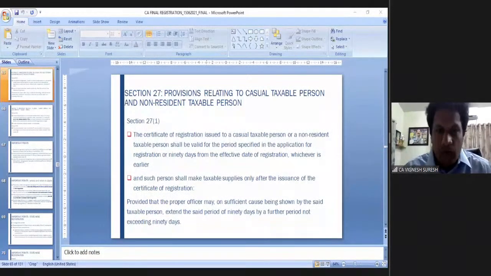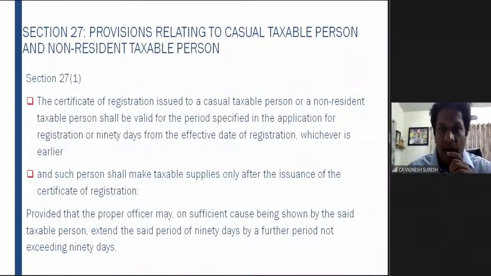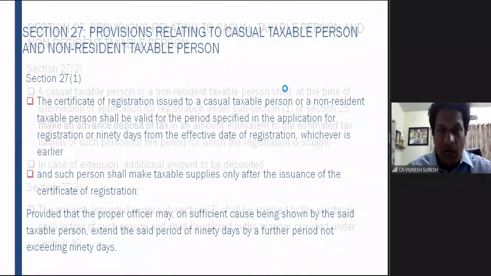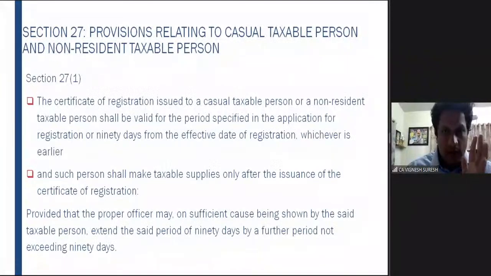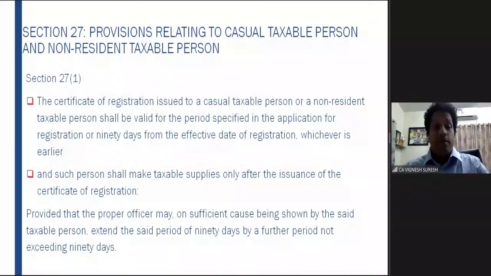Now we come back to the presentation. Here we look at the provisions relating to casual taxable person and non-resident casual taxable person. I hope all of you remember what a casual taxable person is. Don't write things like 'a person who wants to casually do business is a casual taxable person' in the exam if you don't know the answer. Please be very careful. Let us see the provisions given in section 27 with regard to a casual taxable person and a non-resident taxable person.